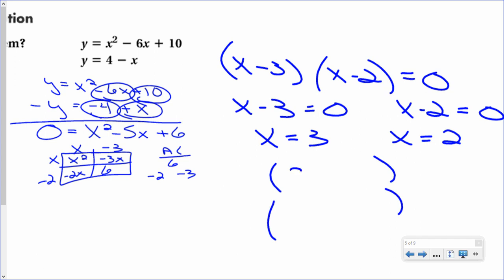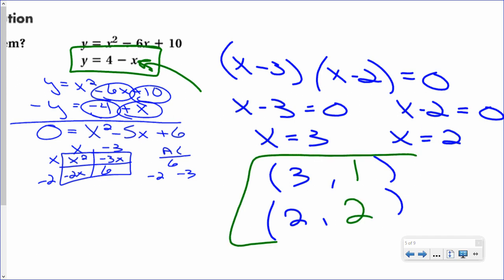Since I'm getting 2 answers, it must hit in 2 different spots. My x values are 3 and 2. To get my y values, I plug them back into the original problem, whatever one's easier, and this one is definitely the easier of the 2. So imagine a 3 being right here in place of the x. 4 minus 3 gives you 1. Now I plug 2 in there, and 4 minus 2 gives you 2.